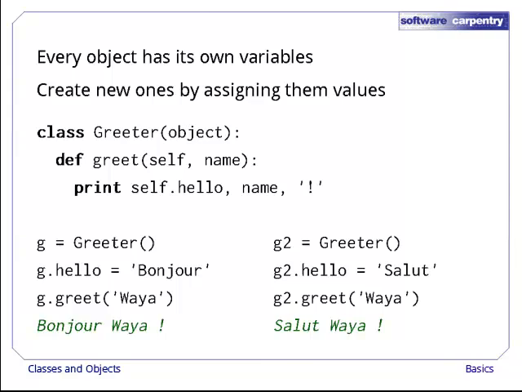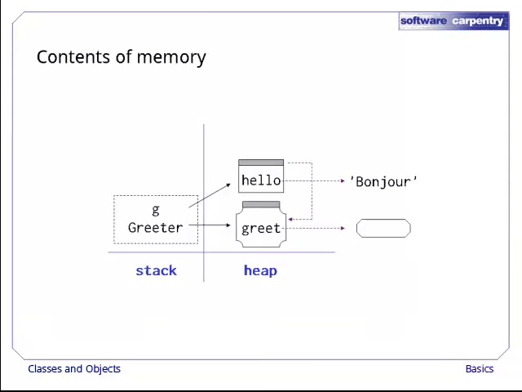Here's what memory looks like after we create the first object. Again, the variable greeter refers to a class which has a method called greet. The variable g refers to an object of that class, but this time that object has a member variable called hello. When we call the method, self refers to the object as before, and name refers to the string "waya". Inside the method, therefore, self.hello follows the reference from self to the object, looks for the member variable hello, and gets its value, in this case the string "bonjour".